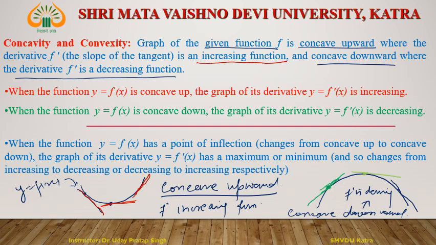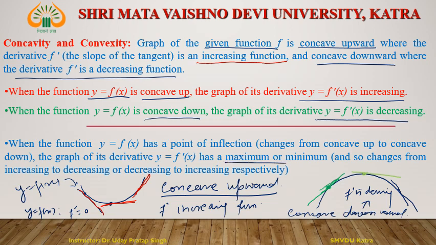Okay, then the function y is equal to f(x) is concave upward if the derivative is increasing, and concave downward if the derivative is decreasing, right? And for y is equal to f(x), if f dash x is equal to 0, then it is a point of maxima or minima.